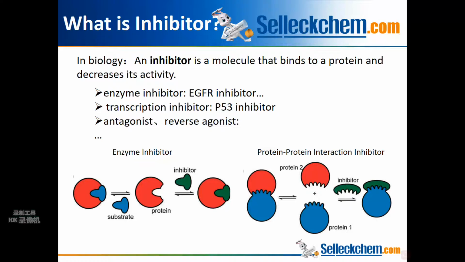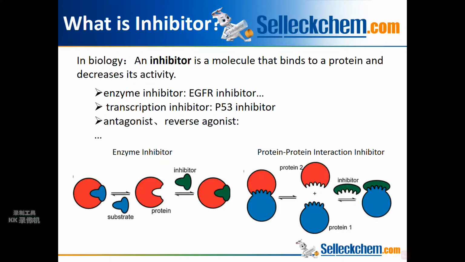This picture is a classical enzyme inhibitor diagram. The red protein is enzyme, the blue one is substrate. They could perfectly bind together through active site. If the inhibitor has a similar structure with the substrate, it could enter the active site to block substrate entries. So the substrate cannot enter the active site.